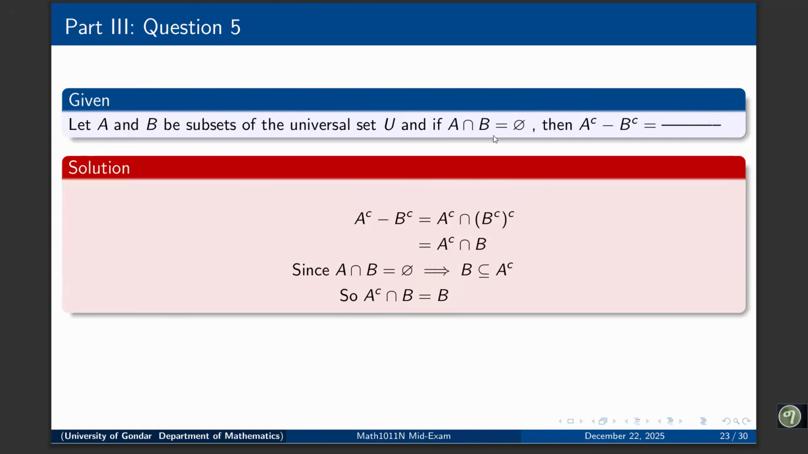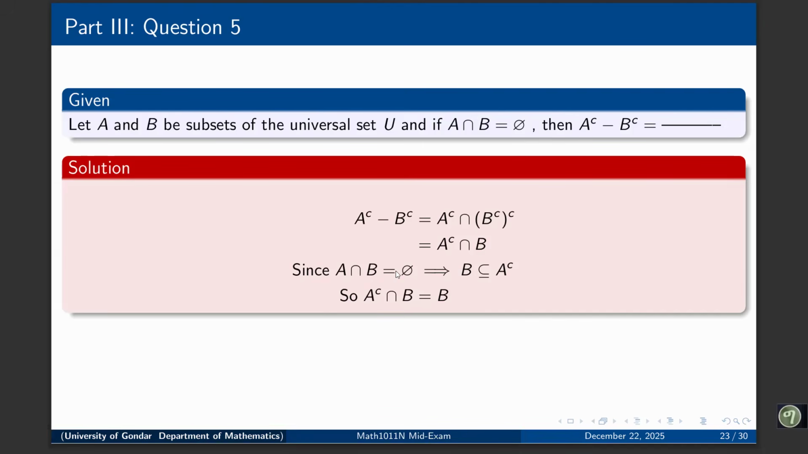Therefore, the solution will be: A complement minus B complement means the complement of A intersection the complement of B. We know that A minus B is equal to A intersection B complement. We have this relationship. Therefore, since the complement of the complement is the original set, that is set B, A complement minus B complement is A complement intersection B.